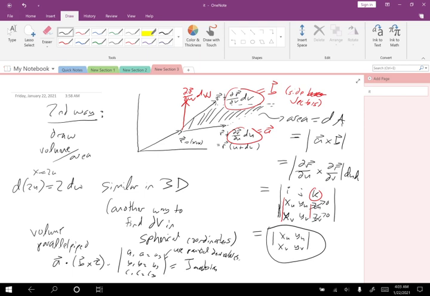If it's like x plus y or x minus y, there'll be an extra constant factor. But if it's a good rotation, like cosine theta x plus sine theta y, minus sine theta x plus cosine theta y, the Jacobian is just 1, so you won't need to do anything with it.